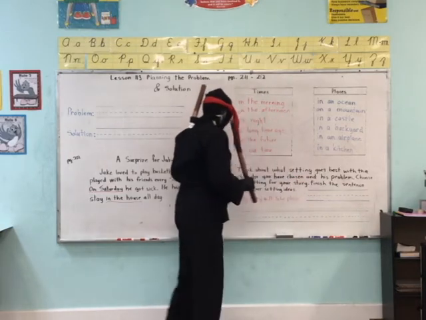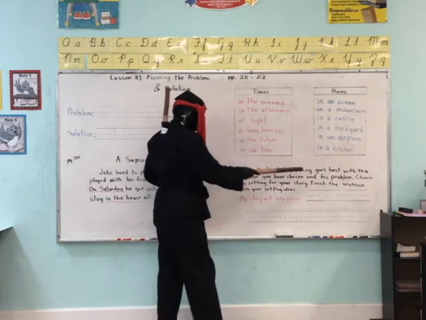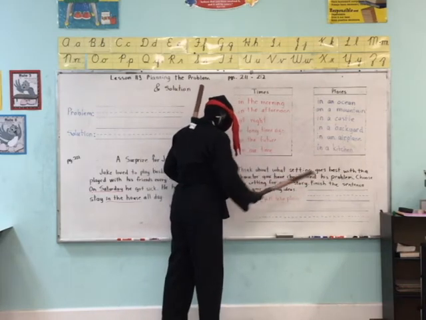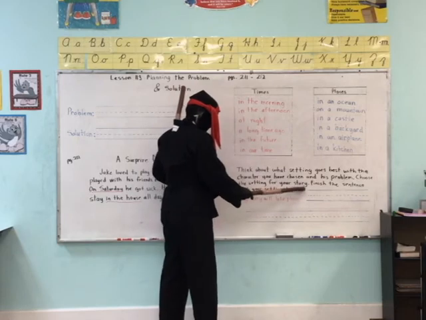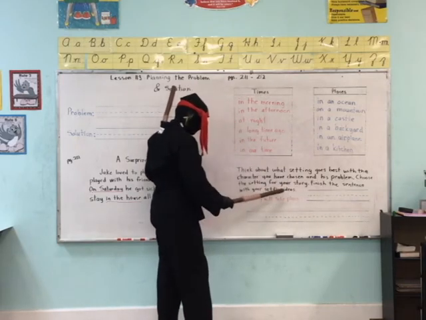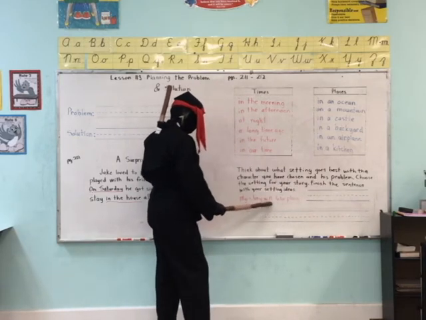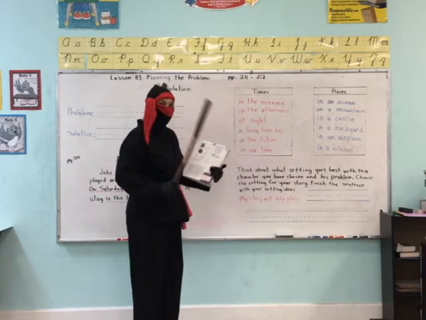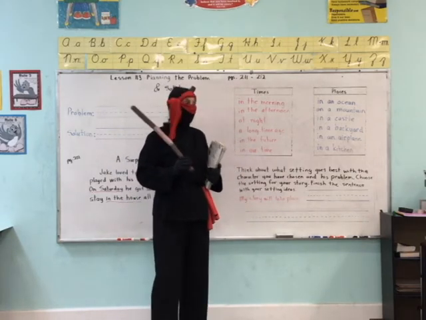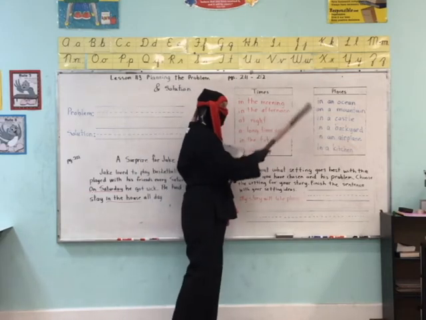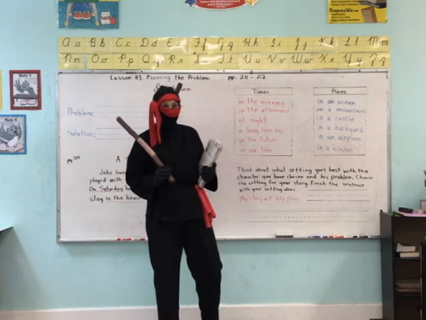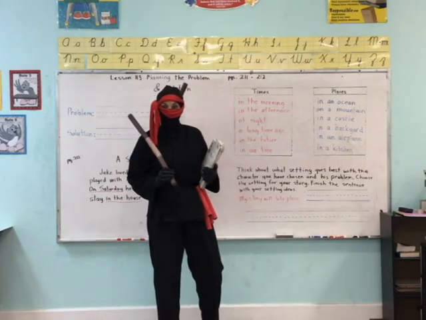So, now, let's think about what setting goes best with the character you have chosen and his problem. Choose the setting for your story. Finish the sentence with your setting ideas: my story will take place. And that's on the bottom here. Think about where you want your story to take place. It can be one of these places. It can be somewhere else. It might be something really kind of crazy.